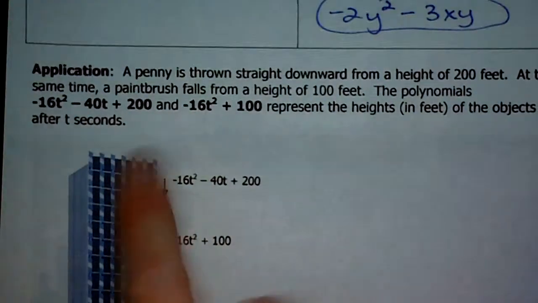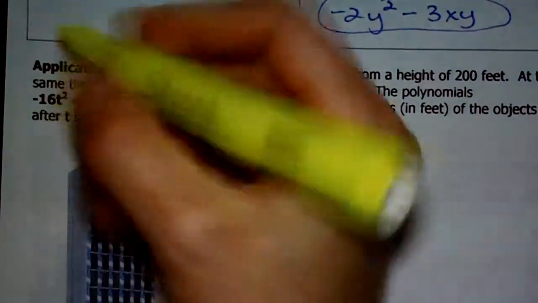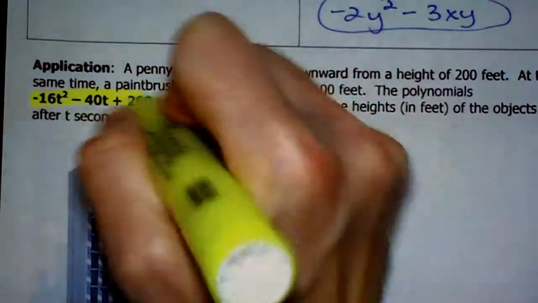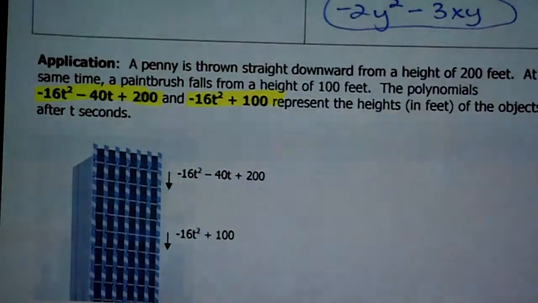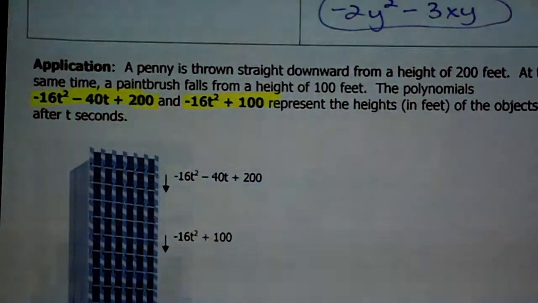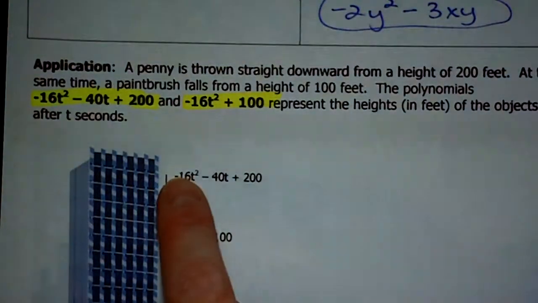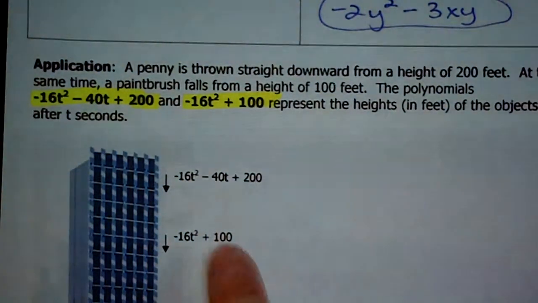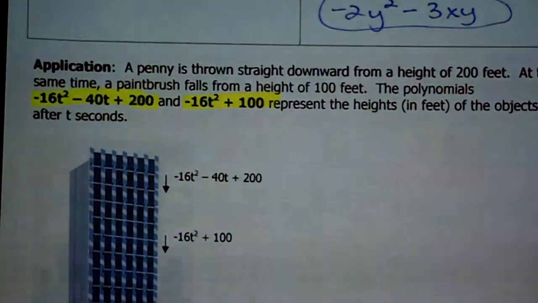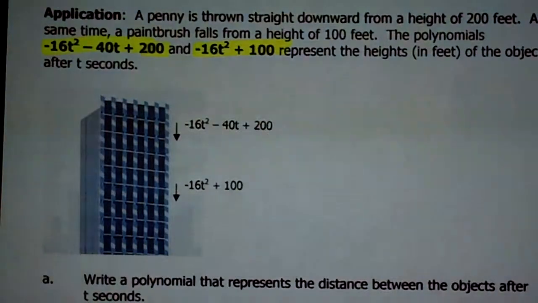The polynomials, and there's two of them here. I'm going to get my highlighter going. There's one polynomial, there's another polynomial. Represent the heights in feet of the objects after t seconds. So here we go. Here's the penny. Up here, it's falling down from 200 feet. And then here's the paintbrush. It's falling down from 100 feet. You get the gist of it? Can you see it happening? I hope you don't literally ever see this happen, because it would hurt.